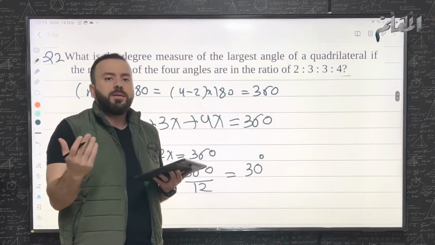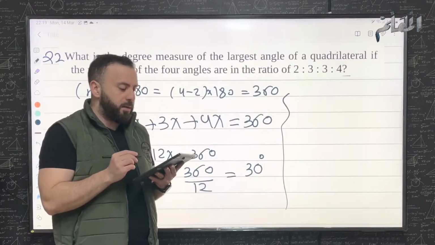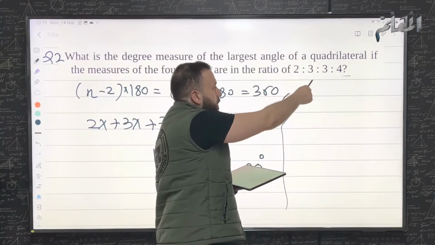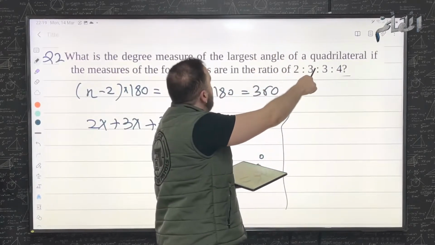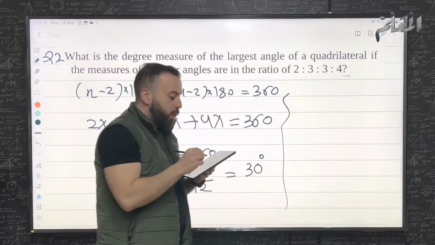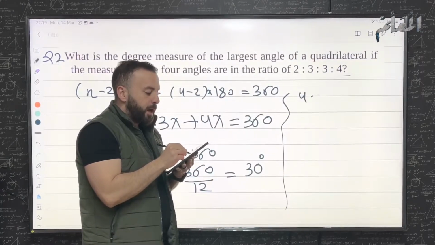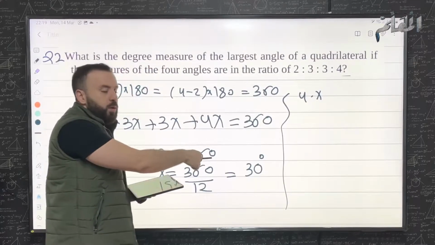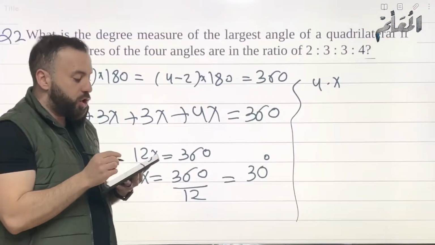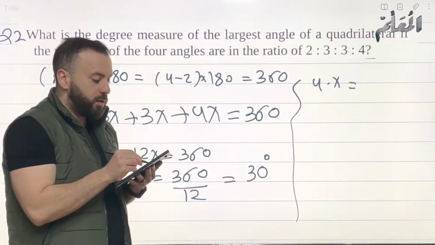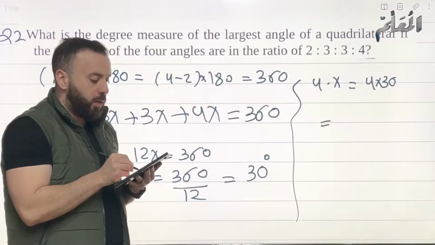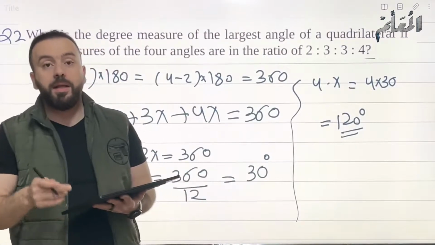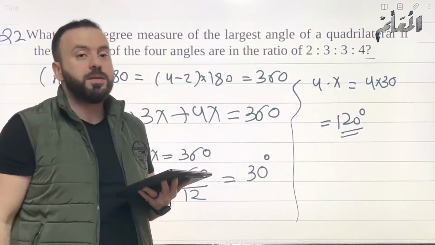Okay, what are the angles? The smallest one is 2x, then 3x, then 3x. The largest one is 4x, which means 4 times x. And we already said that x is equal to 30, right? So 4 times 30 equals 120 degrees. That's the value of the largest angle in this polygon, which contains 4 sides.